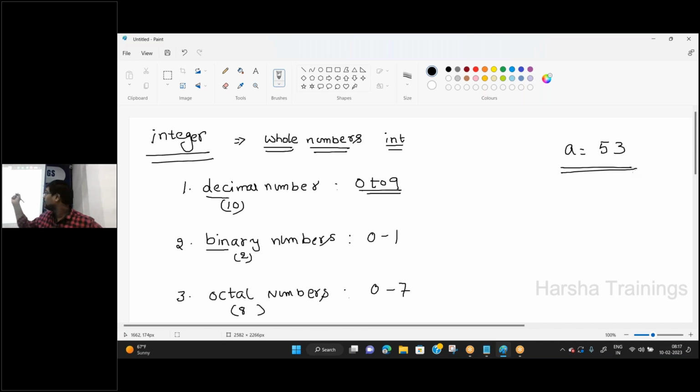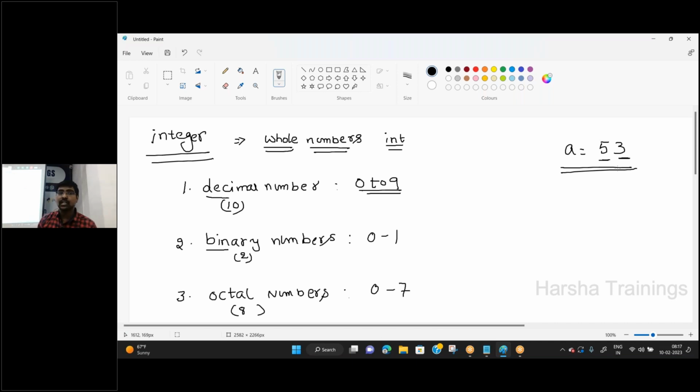How can you say that 53 is a decimal number? Remember, 3 is in the range of 0 to 9, and 5 is in the range of 0 to 9. So each and every digit is from 0 to 9. That is a decimal number. But 3 is in the range of 0 to 7 also, and 5 is in the range of 0 to 7 also. And it satisfies the octal property.